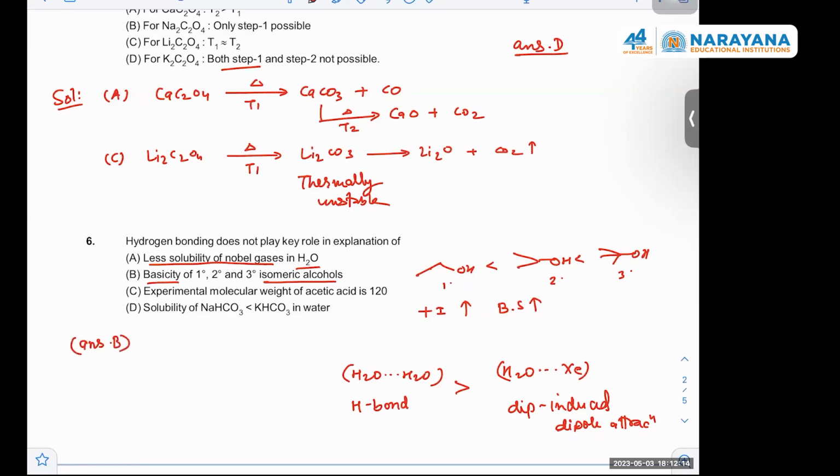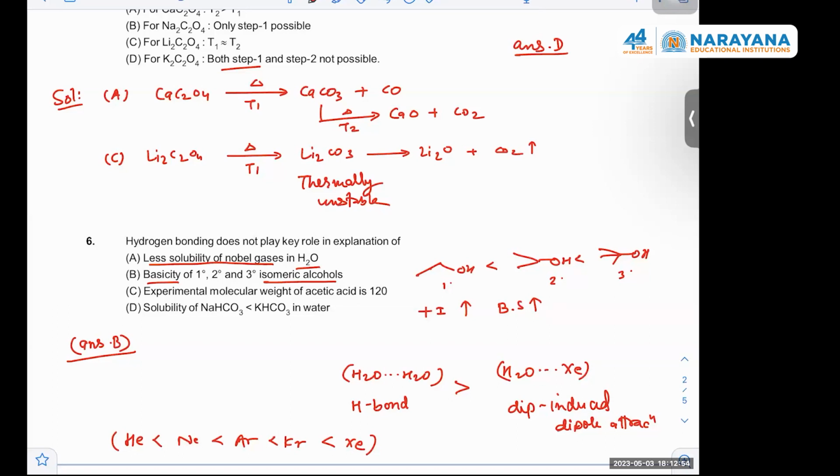Yes, option A is a little bit confusing, because of the order of solubility. The order of solubility of the noble gases is helium, neon, argon, krypton, xenon. Although they are insoluble, the relative solubility in water will be in this order. They are not asking about the order. They are just asking why they are insoluble in water. Why? Because water has H bonding. So in that manner, the option is coming. So A is not the answer.